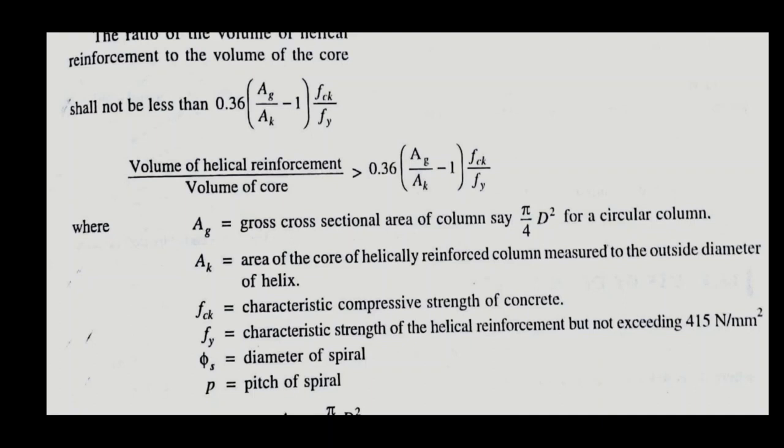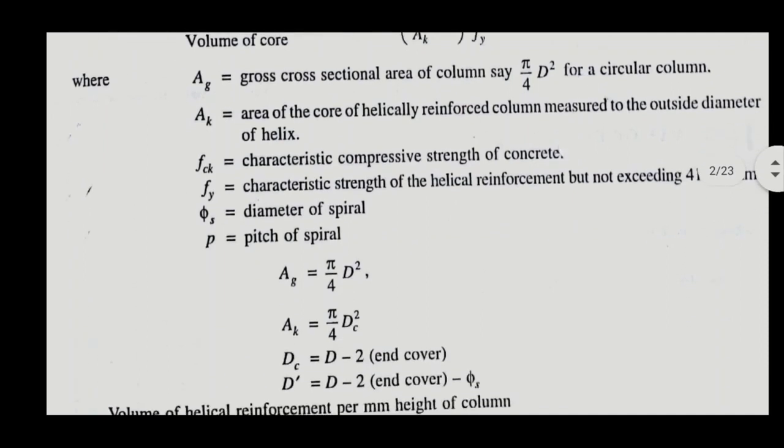Okay. So it is measured to the outside diameter. fck is the characteristic compressive strength of concrete. fy is the characteristic strength of helical reinforcement but not exceeding 450 Newton per millimeter square, as we read earlier. Phi is the diameter of spiral, and small p is the pitch of spiral. Okay, pitch means the center to center distance. Now Ag is equal to pi by 4 D square. Ak is equal to pi by 4 Dc square. Now Dc, diameter of core, is whole diameter minus 2 into end cover. Okay, because on two sides there is cover.